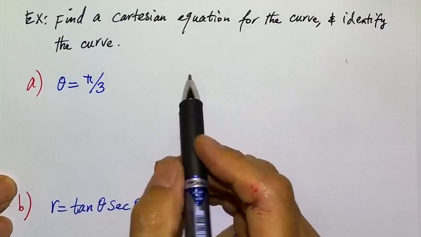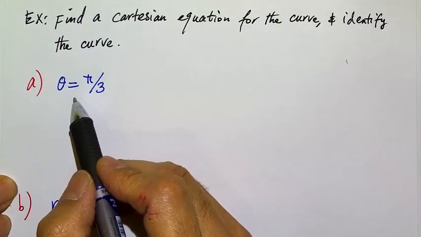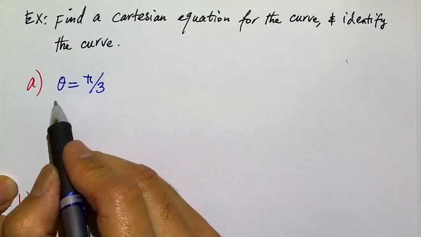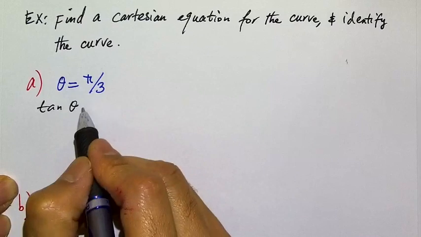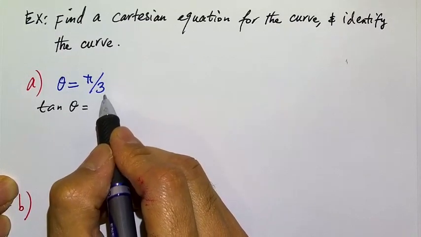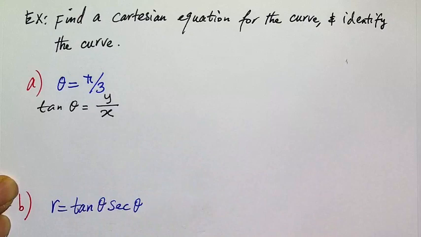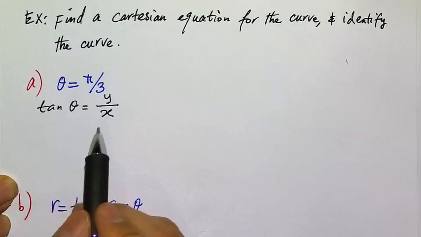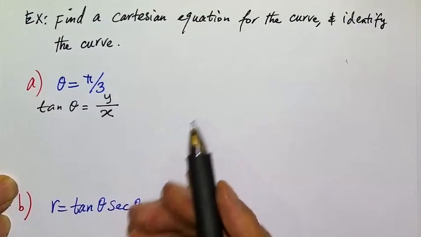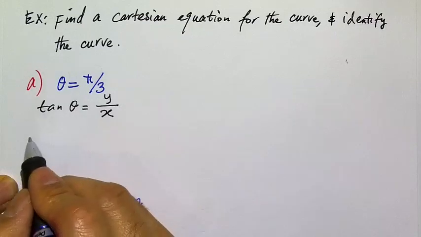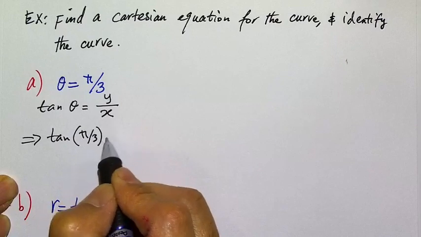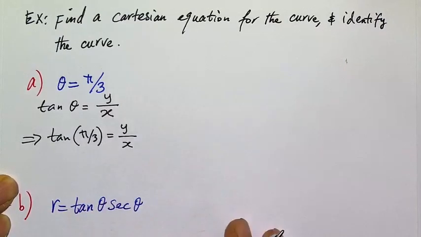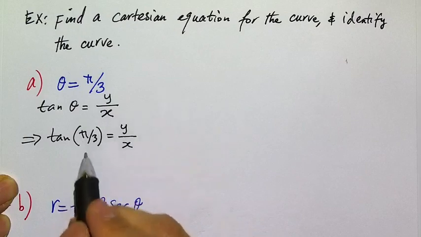Okay, so here we have some information given to us in terms of theta. In the polar coordinate system, the equation that we have that has anything to do with theta is this. Tangent of theta equals y over x, which we used just now, right? So now we know that theta is pi over 3. So let's substitute for theta. We have tangent of pi over 3 equals y over x.